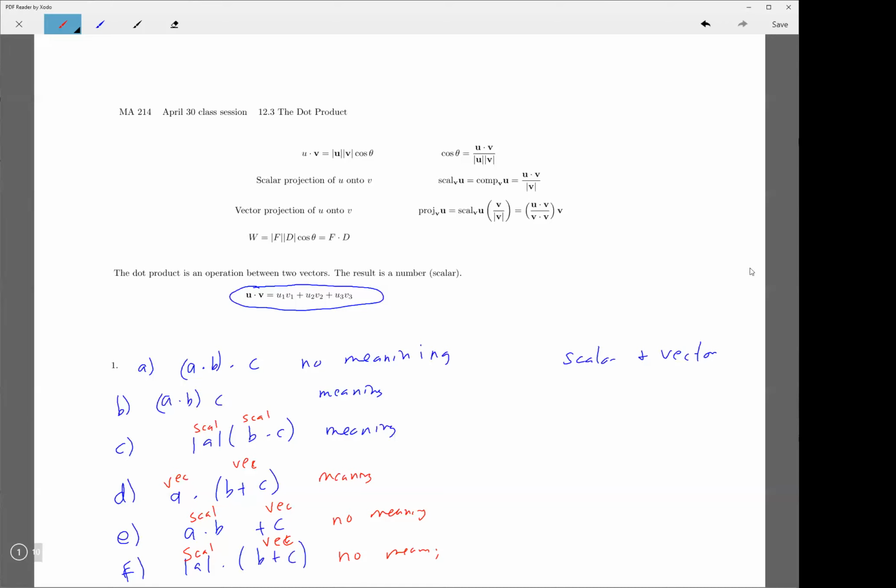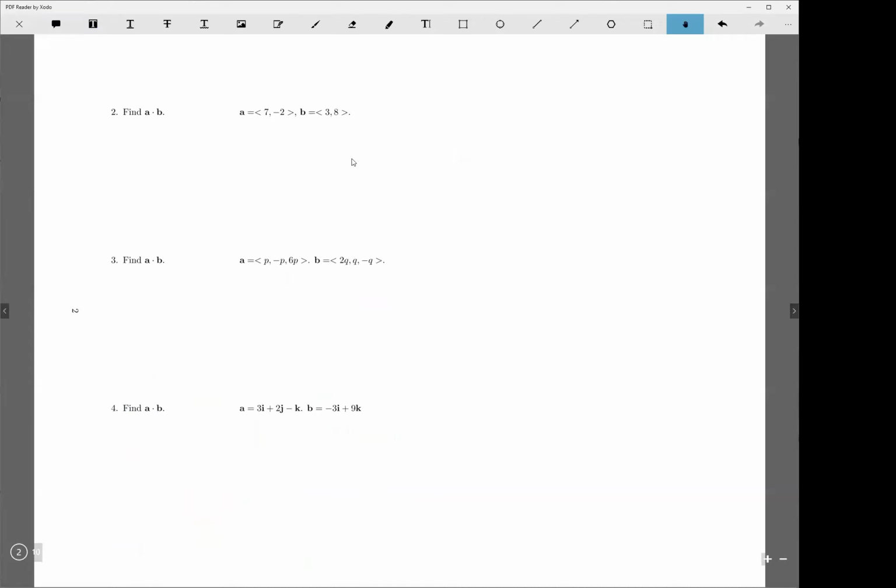Okay, great. So that's the introduction there, and let's move on to more problems. Let's do this page. So A dot B. Again, it's going to be a number. You take the corresponding values and multiply them together and then add.